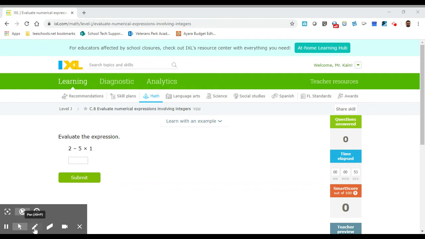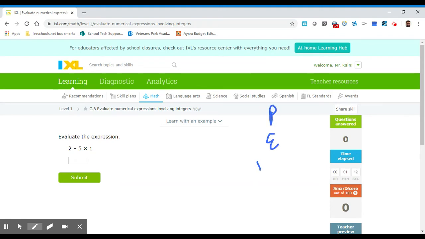Okay. So what a lot of people do, and the reason why we would get this wrong, is a lot of people want to start and do left to right. But we know we don't go left to right. We know that we use something called the order of operations, right? And it's PEMDAS, the way that we remember the order in which we are going to use our operations. Remember, operations are things like add, subtract, multiply, divide, parentheses, exponents.